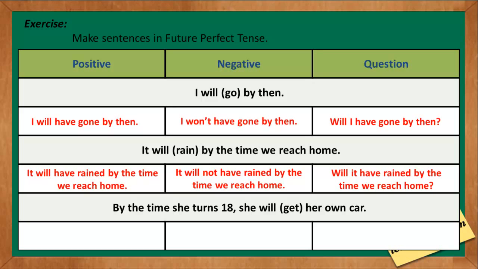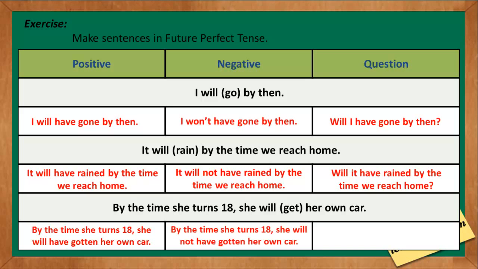The third one, by the time she turns 18, she will get her own car. The verb is get. The correct positive statement is by the time she turns 18, she will have gotten her own car. The negative sentence is by the time she turns 18, she will not have gotten her own car. And the question is, by the time she turns 18, will she have gotten her own car?